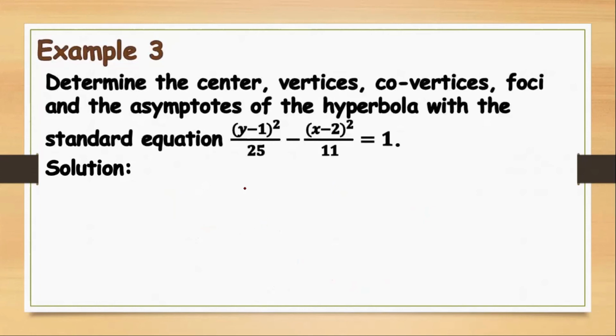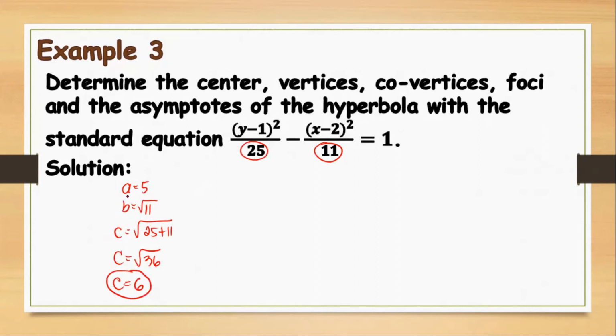Let's continue with example 3. Take note that our transverse axis is now at y. So our a is still 5. Our b is square root of 11. And our c is equal to square root of 25 plus 11. Our c is equal to square root of 36, and so our c is equal to 6. So we have now our a, b, and c.